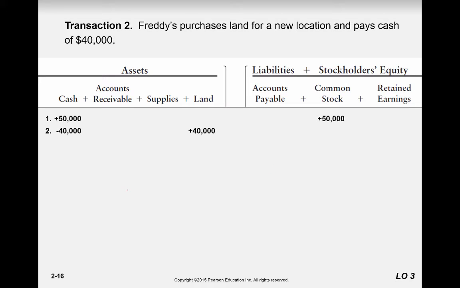Now our next transaction is we purchase land, and here we pay cash. So in this case, we are reducing our cash by $40,000, and notice this is on the same side of the equation. So this transaction hits both on the left side of the equation, and we are exchanging one asset, cash, for another, land.